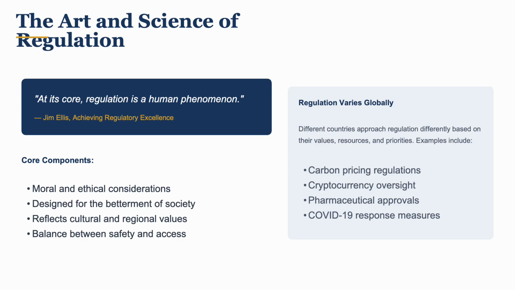Look at examples beyond pharmaceuticals: carbon pricing regulations, cryptocurrency oversight, COVID-19 responses. Each reflects different cultural values and priorities. This human element is what makes regulatory affairs both challenging and meaningful. We're not just checking boxes, we're participating in decisions that affect public health.